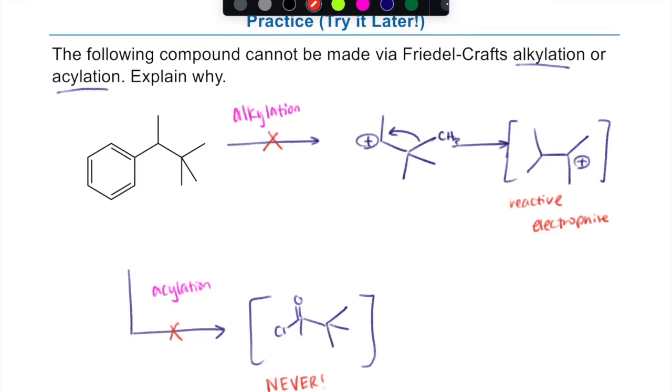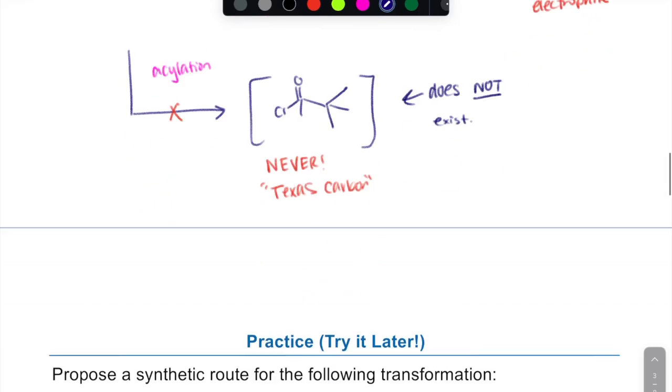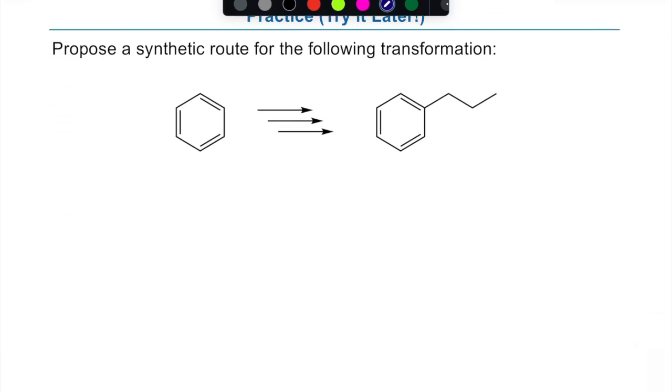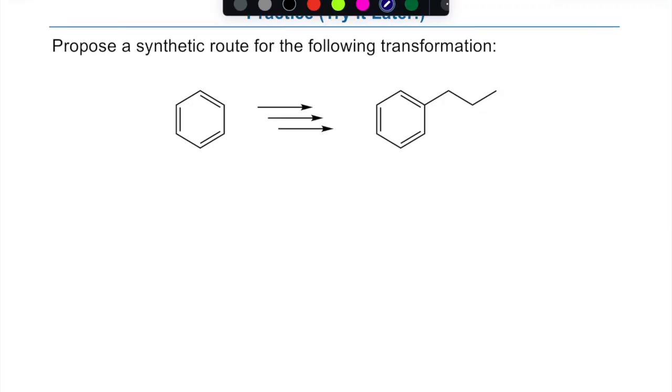So we can't form that to form our acylation species, and so we can't generate this with our Friedel-Crafts acylation. So this one does not exist. All right. To form this final product, this would be an alkylated species. If we wanted to form it with the Friedel-Crafts alkylation, we would need to generate a primary carbocation.